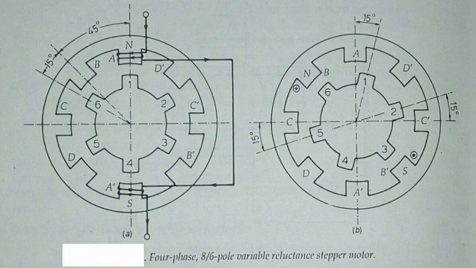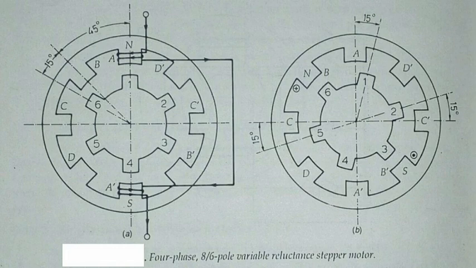Therefore, phase A is excited. The rotor aligns with the axis of phase A. When phases A and B are excited together, the rotor moves by 45 degrees in the clockwise direction.